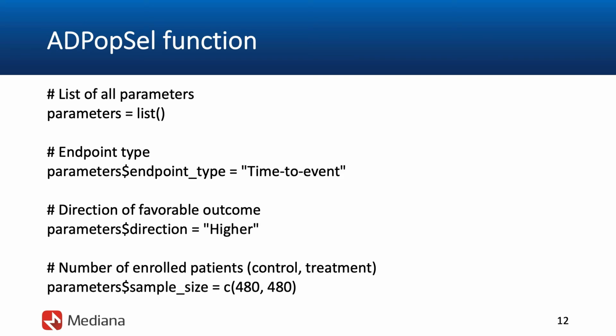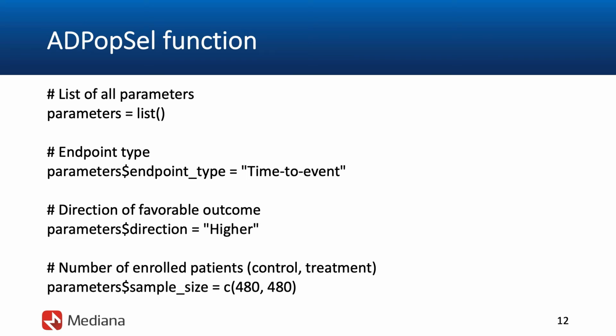We now have all of the required information in place to begin the next subsection, and I will walk you through now the process of defining parameters required by the ADPOP cell function from the Mediana Designer package, as well as the process of running clinical trial simulations to be able to quantify the performance of the proposed adaptive design and to compute its main operating characteristics. After we load the Mediana Designer package, we're going to set up an empty list of function parameters, and over the next several slides, we're going to populate those required parameters.